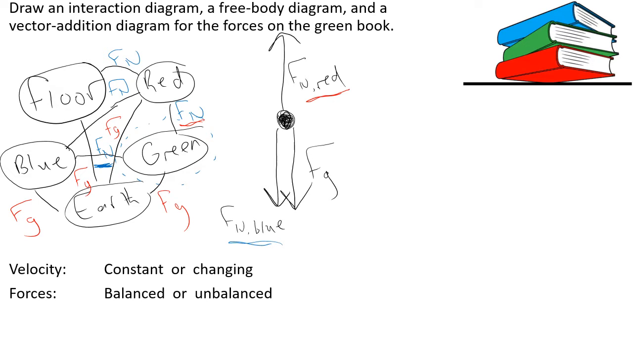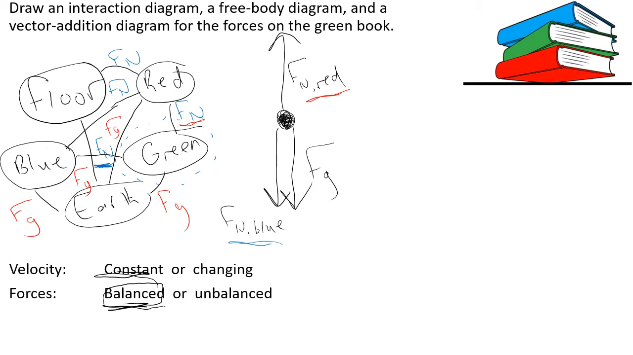So looking at this picture here, we're looking at the forces on the green book, and the velocity here is constant. Now it's a constant of 0. It's not moving, so its velocity stays at 0. But more importantly, it is a constant velocity. So Newton's first law tells us that if the velocity is constant, then the forces have to be balanced. And so this idea of balanced or unbalanced is going to become the restraint on our vector addition diagram that tells us exactly how it needs to look when we're done.